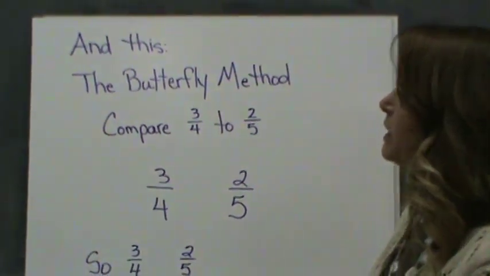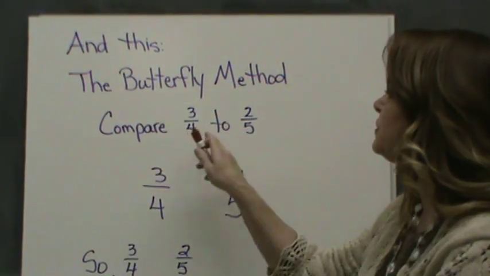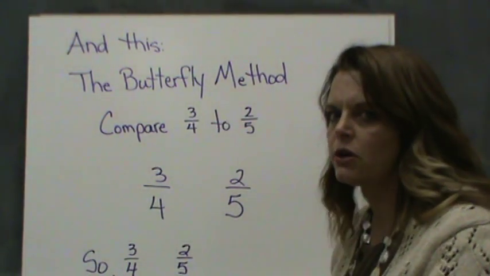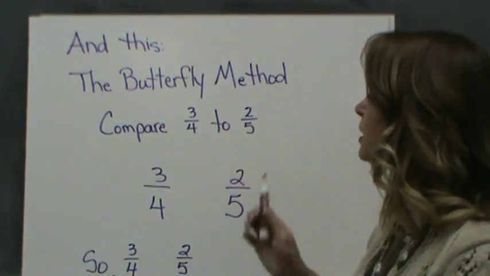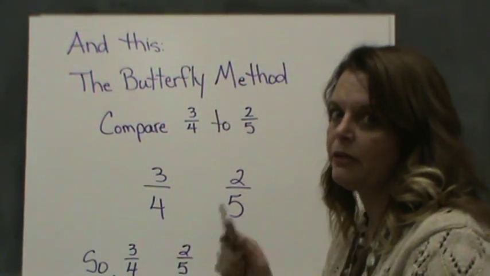And this way is called the butterfly method. I think you're going to like it. We're going to compare fractions with different denominators. They've got different numerators. Just all kind of different things going on there. So we're going to compare these. You're going to see in a second why this is called the butterfly method, and I think you're going to like it.